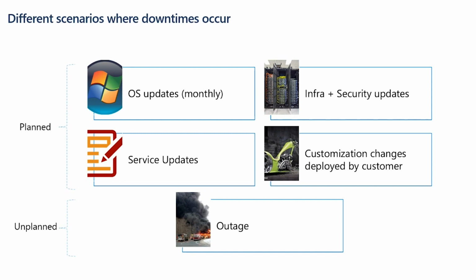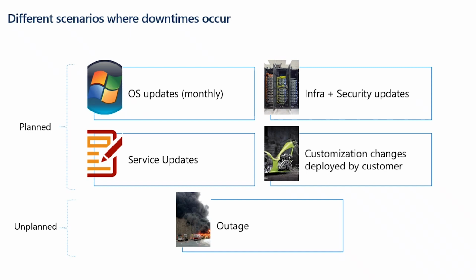We have some scenarios that are planned, such as the OS updates. These updates happen monthly. There's one update per month. Then we also have some updates that are concerning infrastructure and security. We have service updates, and we also have customization changes deployed by the customer. So all of these scenarios are planned downtime, and we also have an unplanned downtime, which is the outage.